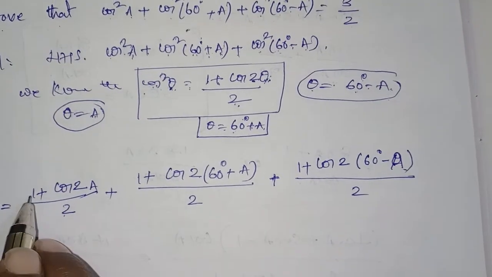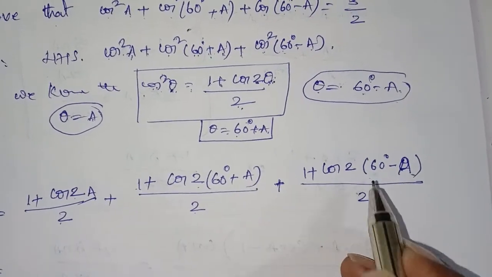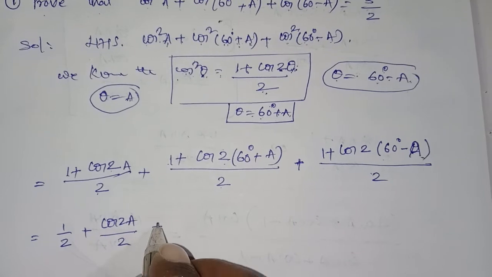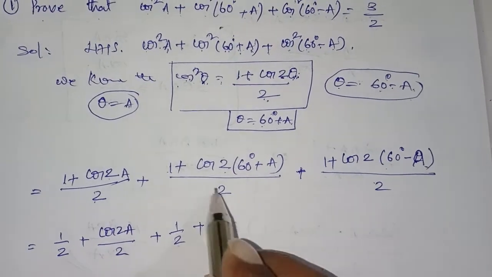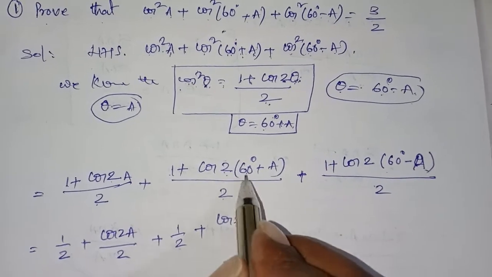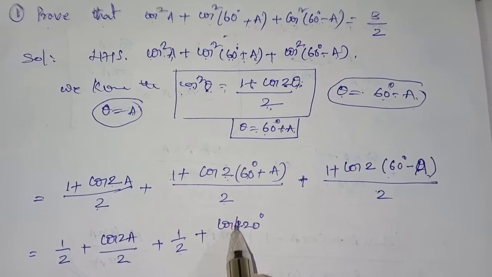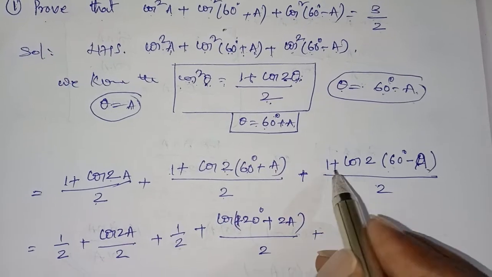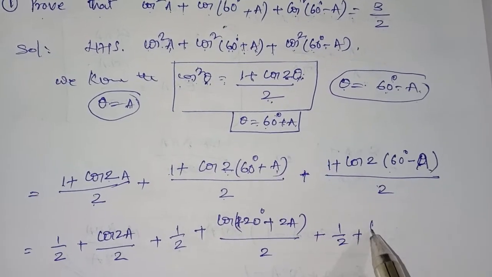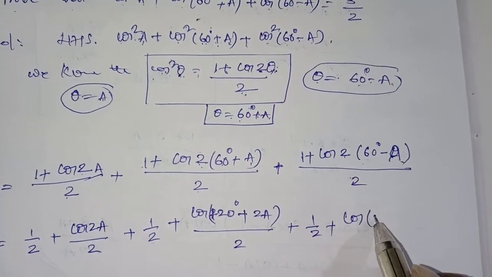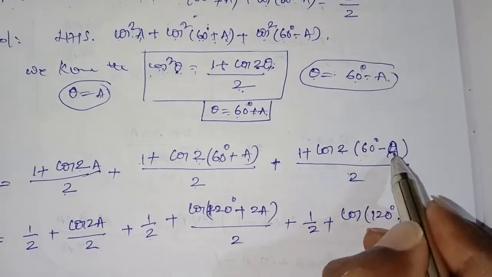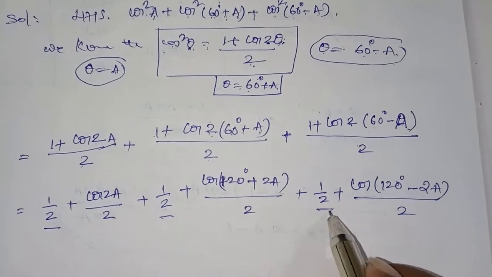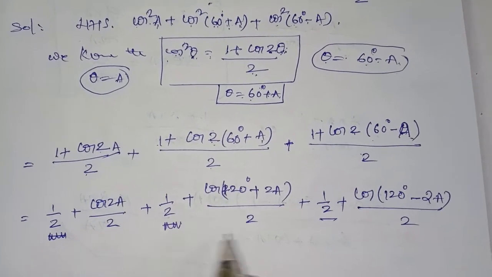That is equal to, splitting the denominator for each: 1/2 + cos 2A/2, plus 1/2 + cos(120° + 2A)/2, plus 1/2 + cos(120° − 2A)/2, multiplying 2 into 60 gives 120°. Observe, these are the constants.